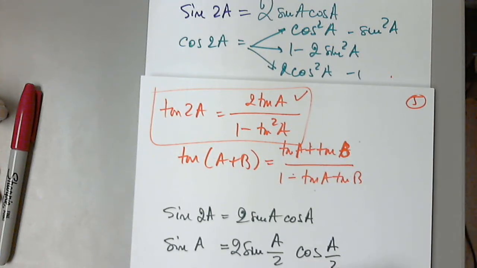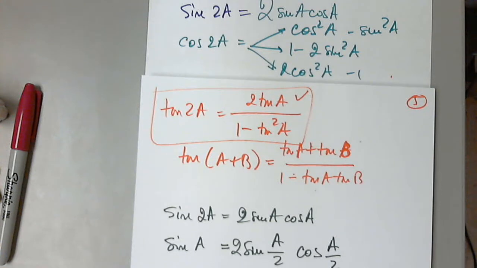2 sine 3A over 2. Very good. Cosine 3A over 2. Because I pointed out the fact that this is the double angle and this is the angle, whatever you have here, you have to divide by 2 to get that one. That's why it's called a double angle. And this is true for all of them.